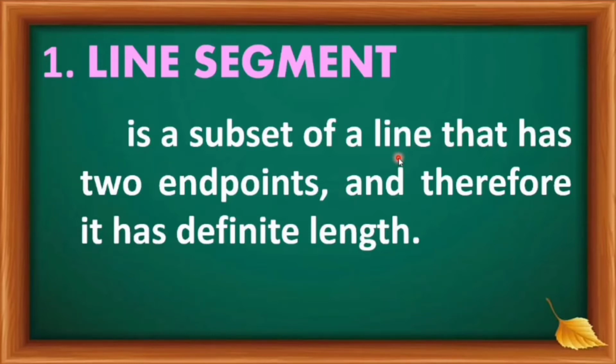A line segment has two endpoints. And since it has two endpoints, ibig sabihin, this line segment do not extend in any of the two directions. At dahil hindi siya nag-extend in all directions, meaning meron siyang definite length or fixed length. Para mas maintindihan natin yan, let us give an illustration.